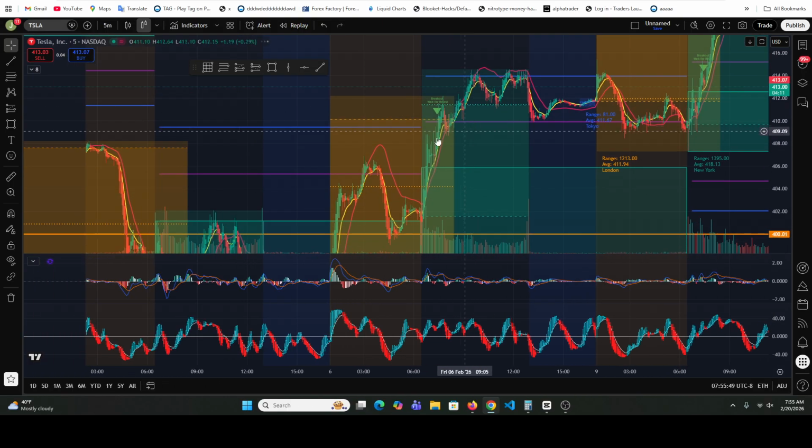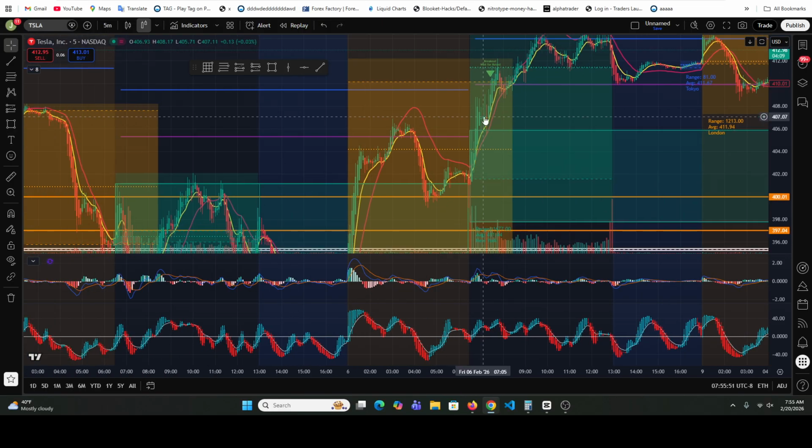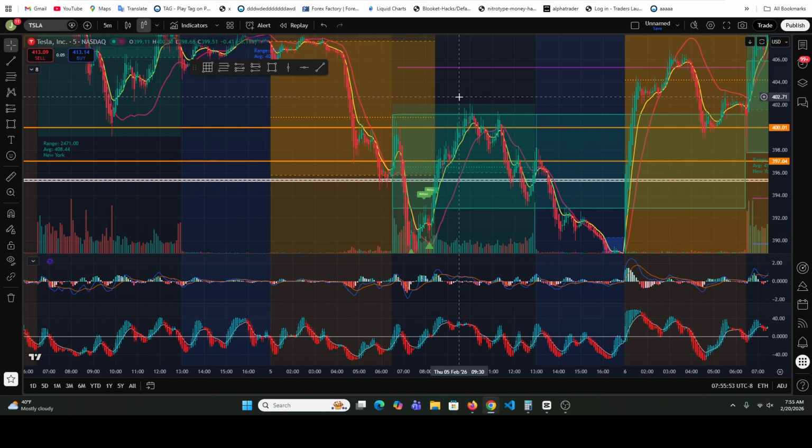So if you guys have any questions, leave it down in the comments, but that's going to be it for the bear flag, bull flag.